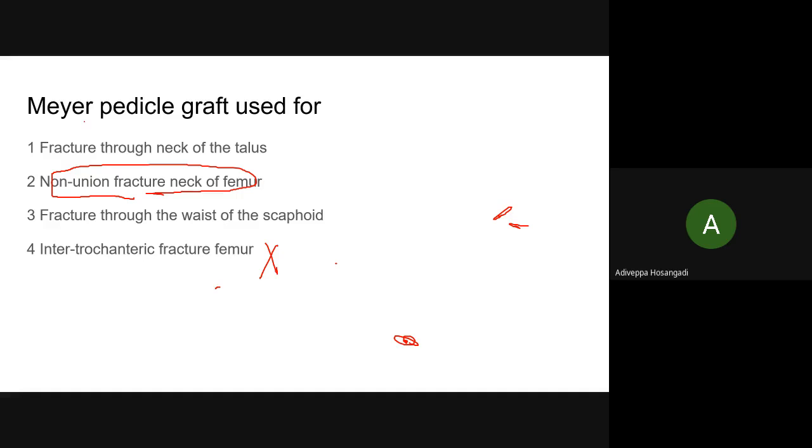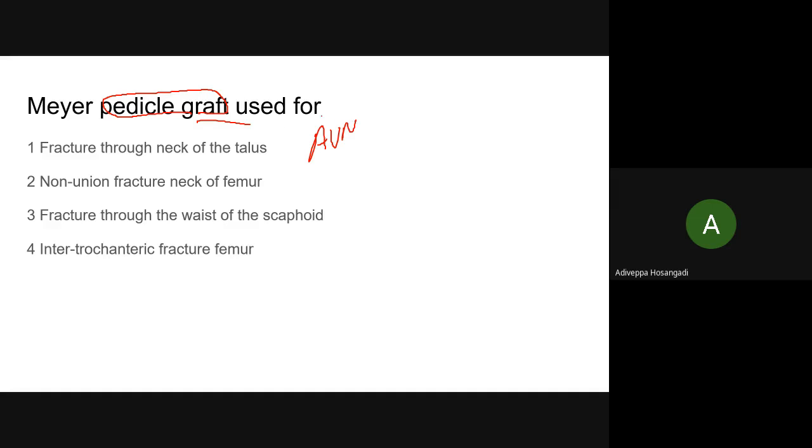See, Meyer muscle pedicle. Forget the name of the person. Pedicle graft. Pedicle is what? It will have a blood supply. Please remember this. So that muscle comes with a blood supply. So where you want to use it, where there is avascular necrosis. If you know the muscle, it is quadratus femoris.